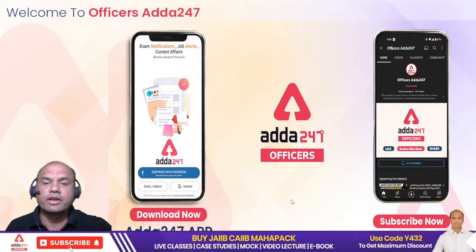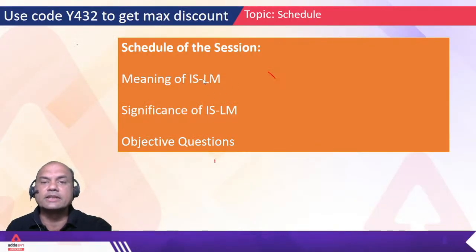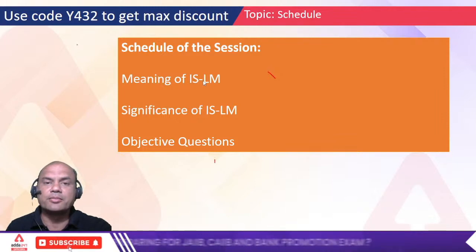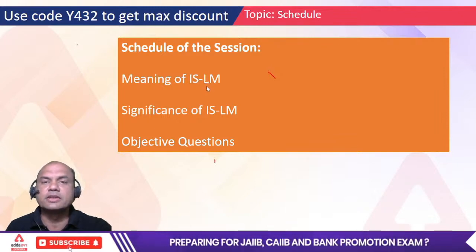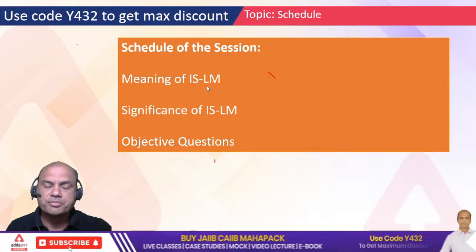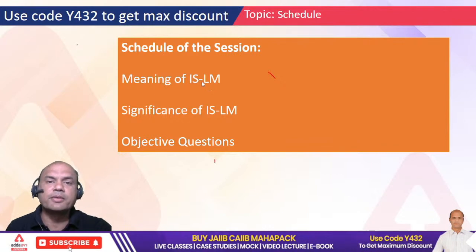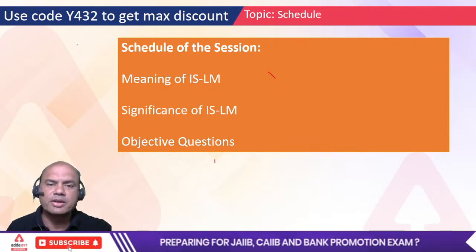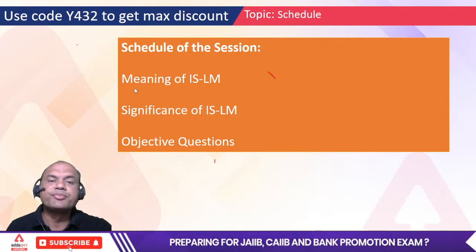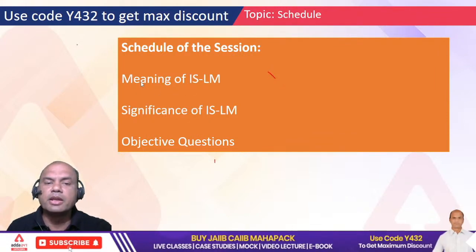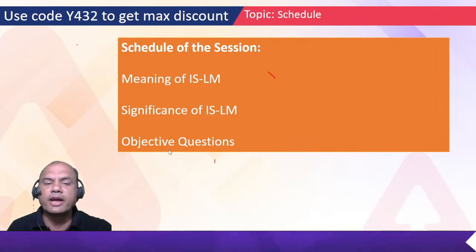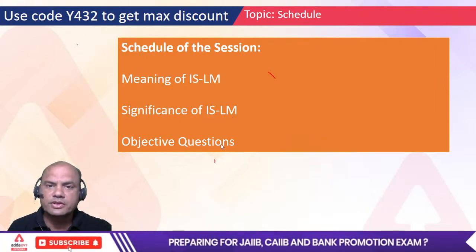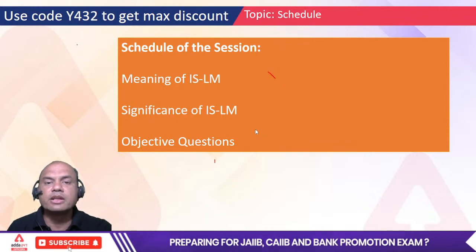And today's topic is very important. Today's topic is the ISLM curve. ISLM is one of the important topics in Module A in ABM. Here, this topic comes for roughly 7 to 8 marks on an average. So today we will be studying the meaning of the ISLM curve, the significance of the ISLM curve, and then objective questions. So watch the video till the end.